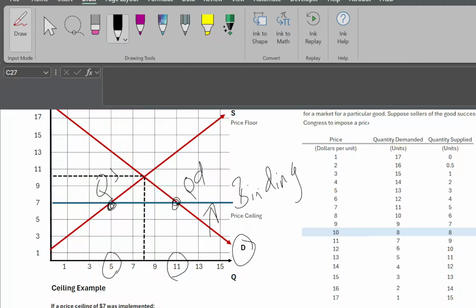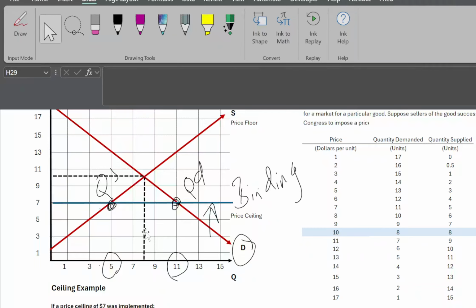That means, like they do this rent control in New York, more demanders want more of the good because it's cheaper. We want 11, so we plug these numbers in. However, at a lower price, suppliers are supplying less. So let's plug those in. Quantity demanded is at 11. Quantity supplied is at 5.